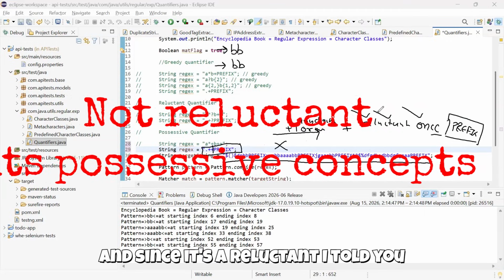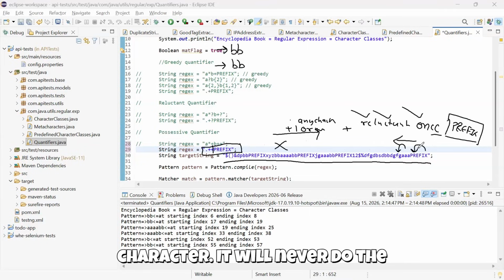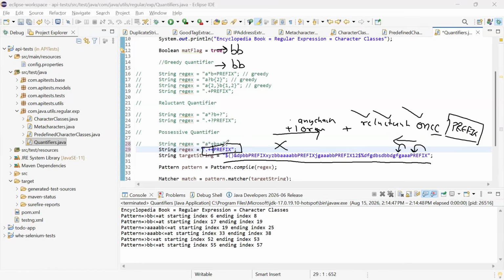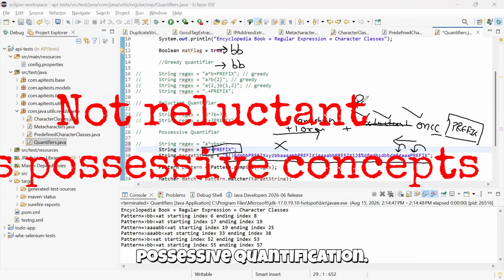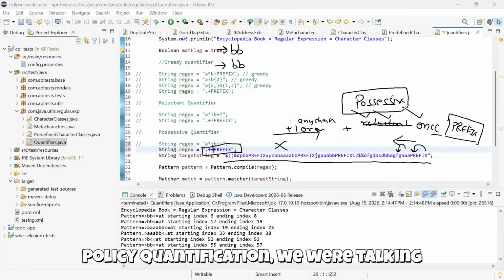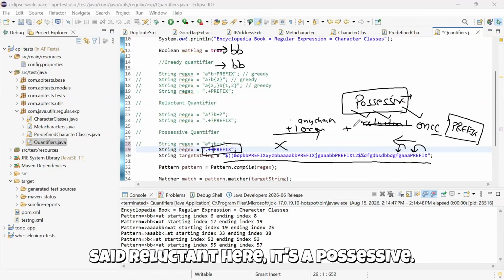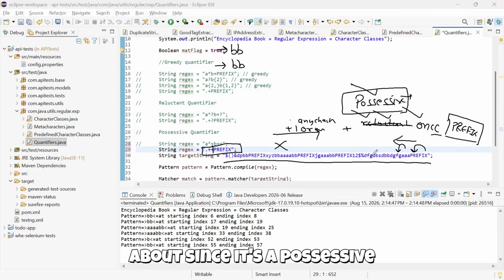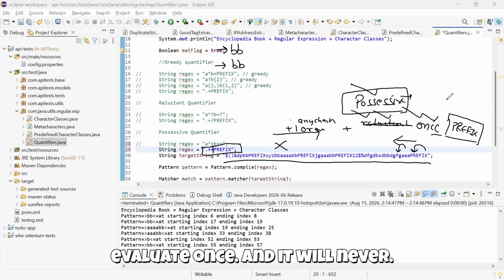And since it's a reluctant, I told you it will never backtrack by a character. It will never do the backtracking, or it will never skip the characters. Sorry, it's not a reluctant. Whatever I have told you, it's a possessive quantification. We were talking about possessive quantification. Since it's a possessive, it means it will only evaluate once and it will never backtrack.